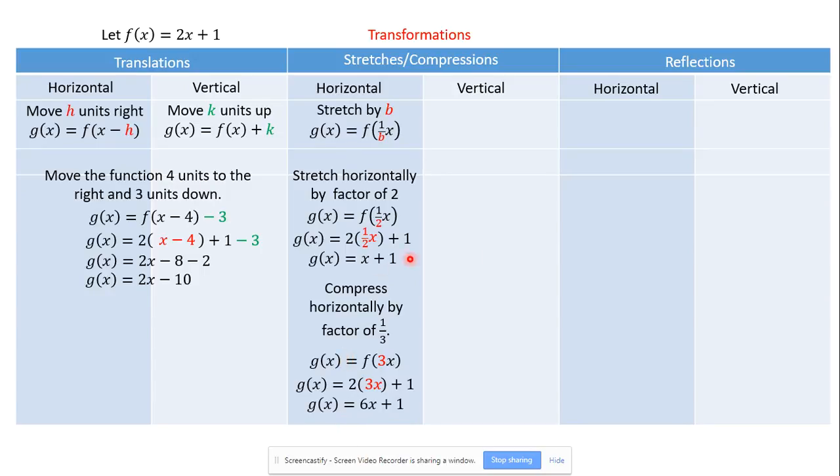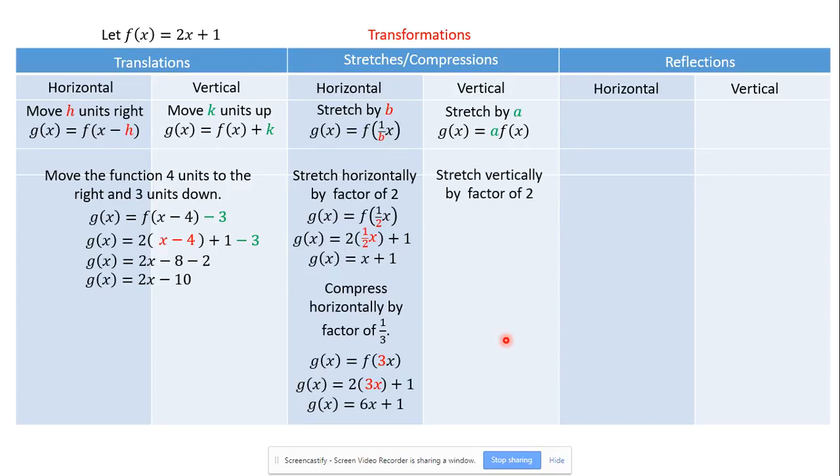So that's horizontal. Vertical, we're going to multiply, but vertical we do exactly what we think we should do. So if we're going to stretch by a factor of a, we're just going to multiply the function by a. We're going to have a times our f of x. In this case, it'll be whatever a value is times 2x plus 1.